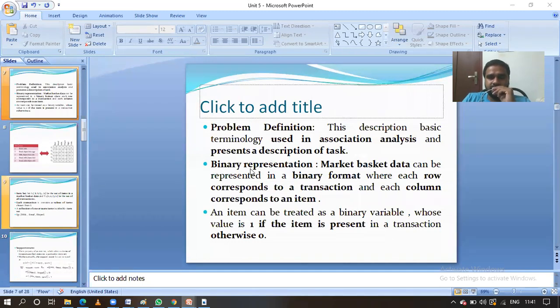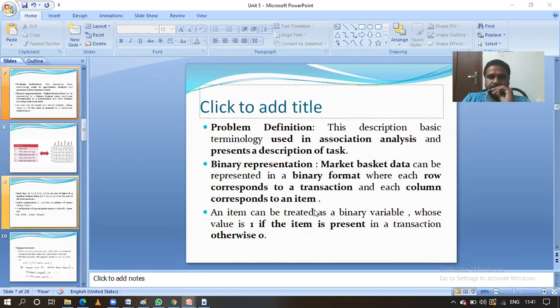For that, we have taken the example related to market basket data. How are we going to represent the information, that is, the market basket in the form of binary representation? Here we are going to represent the information in the form of rows and columns. In the rows we will have the different purchases, represented in the form of transactions, and the columns represent the different corresponding items that are purchased by the different users in different transactions.